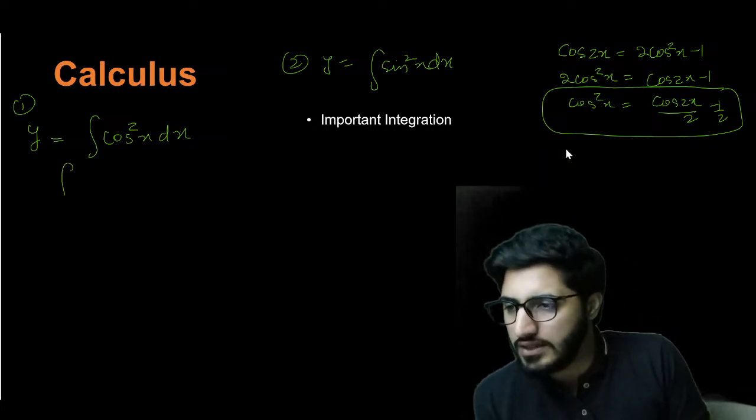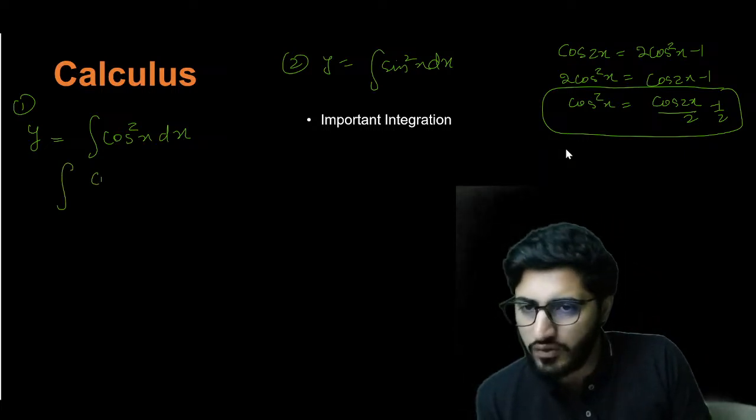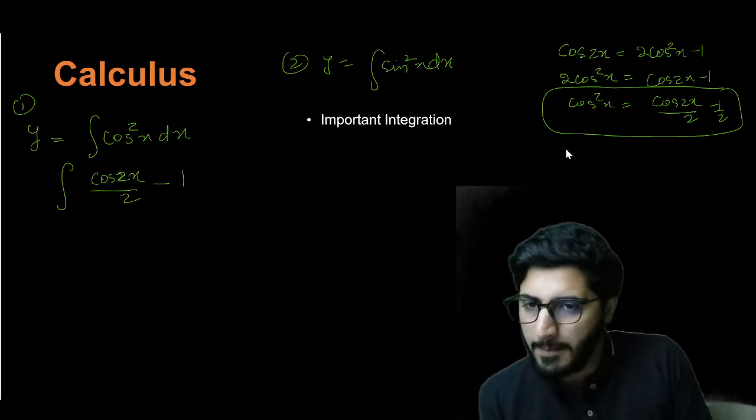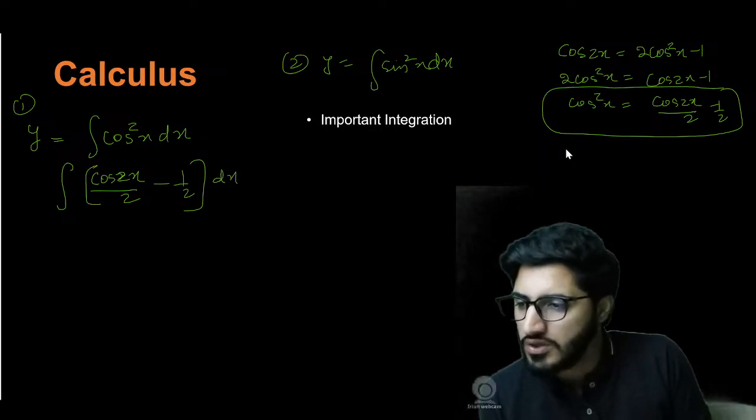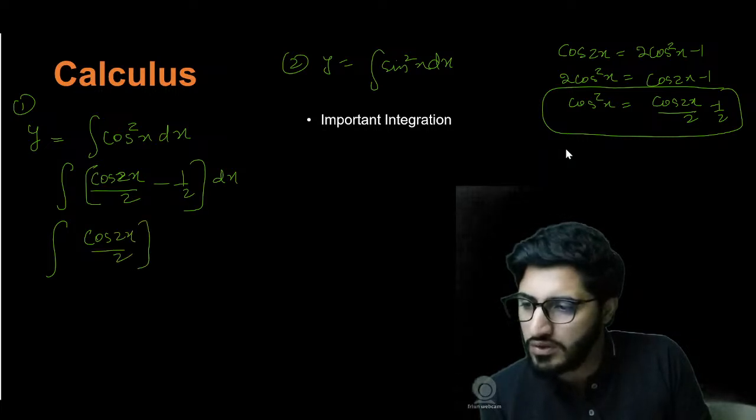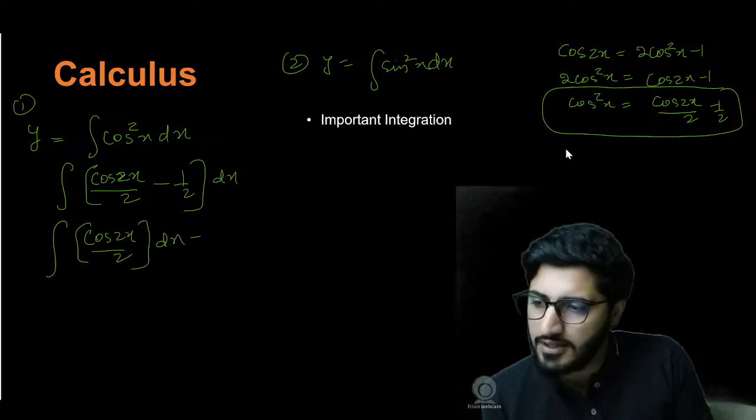So I can do one thing now. In the place of cos square x, I have to write cos 2x divided by 2 minus 1 by 2, integration of this with respect to dx. So it is u minus v. So I can split it into the integration of cos 2x by 2 with respect to dx minus the integration of 1 by 2 with respect to dx.